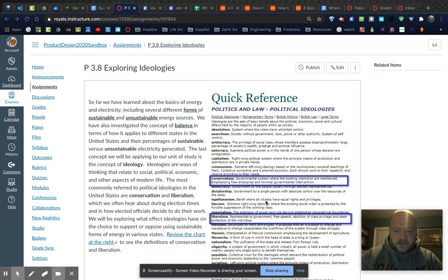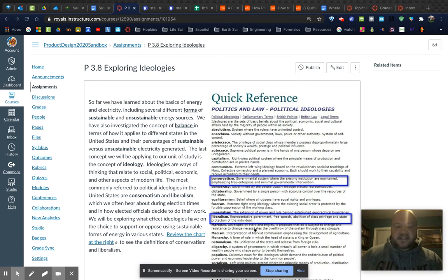On the other side of that, liberalism says representative government, free speech, abolition of class privilege, and state protection of the individual. So, by having government represent all people and protect everyone in that way, they advocate for the government setting up certain systems and things to benefit everyone equally. All right, so we've got conservatism, minimal government intervention, and liberalism, government representing everyone equally.